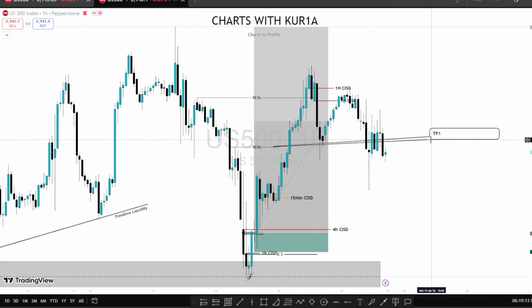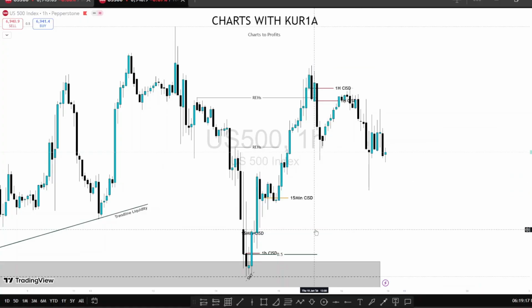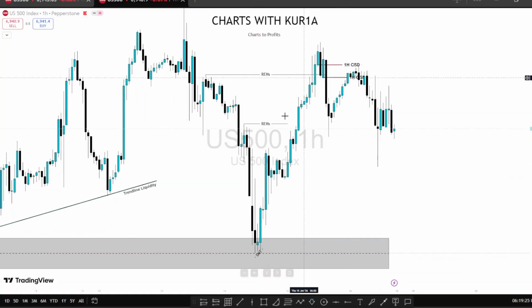So let us just start from scratch and delete everything so that you can get a clear idea of how I did it. We had these relative equal highs left behind, and so forth. So this is what I had before entering the trade.